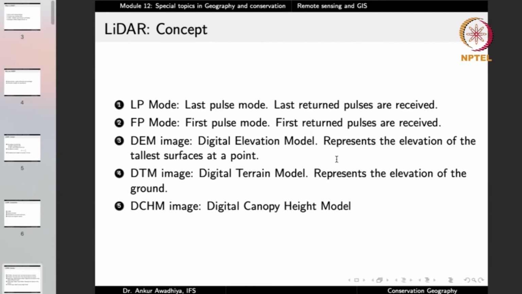Now the beams that come back can be received in multiple modes. We can have the LP mode, which is the last pulse mode, in which case the last returned pulses are received. We can have the FP mode, or the first pulse mode, where the first returned pulses are received.